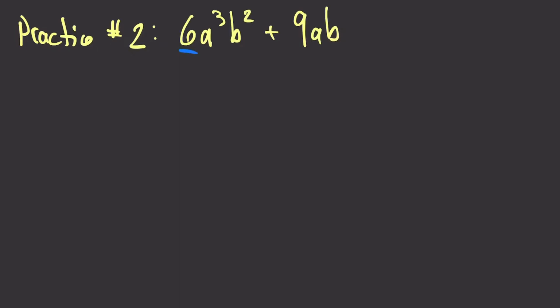Okay, so here I've got 6 and 9. GCF is going to be a 3. I've got a cubed and an a, so that gives me an a. I've got b squared and b, so I need to pick the b. Remember, we picked the variable with the smallest exponent because that's the most that it can have in common. So in the parentheses now, I'm going to divide both of these by 3ab.